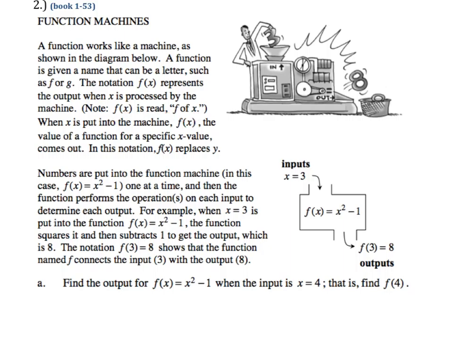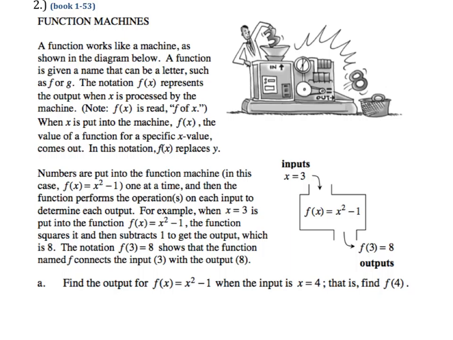I know that often in math parentheses mean to multiply when things are shoved together, but this is a special notation called function notation. The beginning letter is the name of the function so that we can distinguish between different ones, and then inside the parentheses is your input. So we say f of x. When x is put into the machine, f of x, the value of the function for a specific x value, comes out. In this notation, f of x replaces y. So when you see f of x, this entire expression is the same thing as y. It's the output.